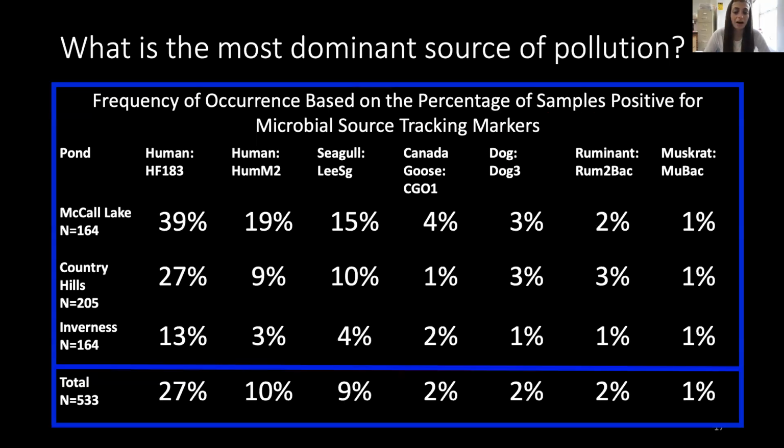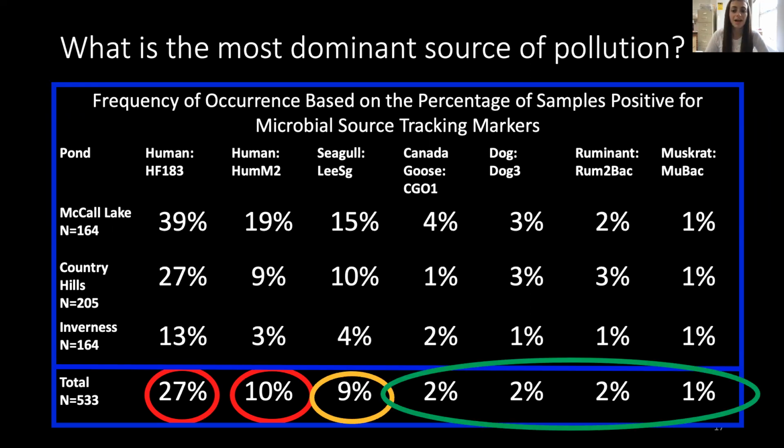This is so we can see the dominant source of pollution in the system based on the frequency of detection of any of the markers above the threshold. All targets have been validated to have similar overlapping limits of detection. Human markers are more frequently detected than other markers in the system, with it being the dominant source of pollution being HF183 in approximately 27% of samples, and HUMN2 in 10% of samples. The only other dominant source of pollution is coming from birds such as seagull at 9%.